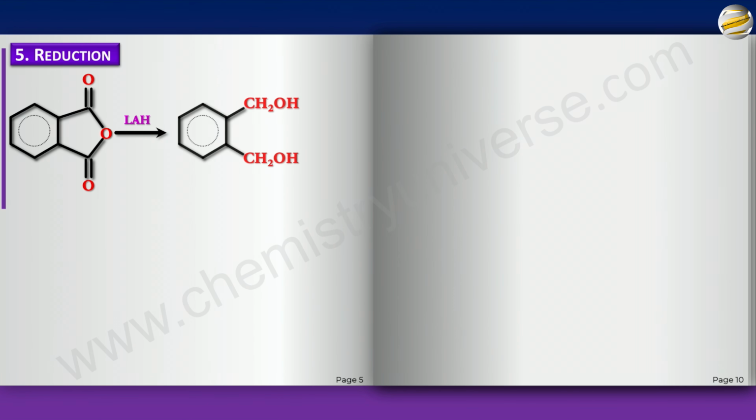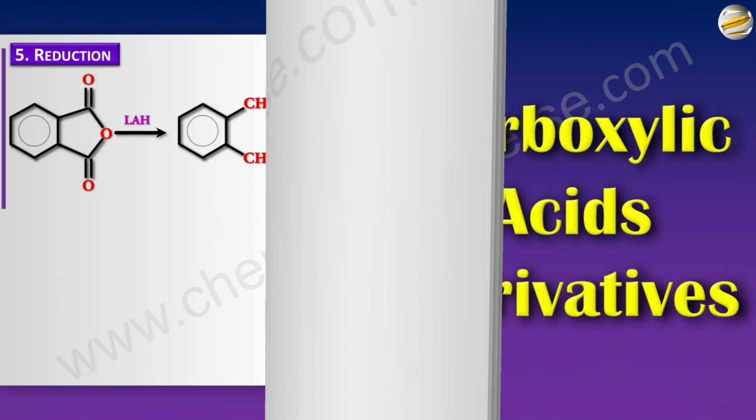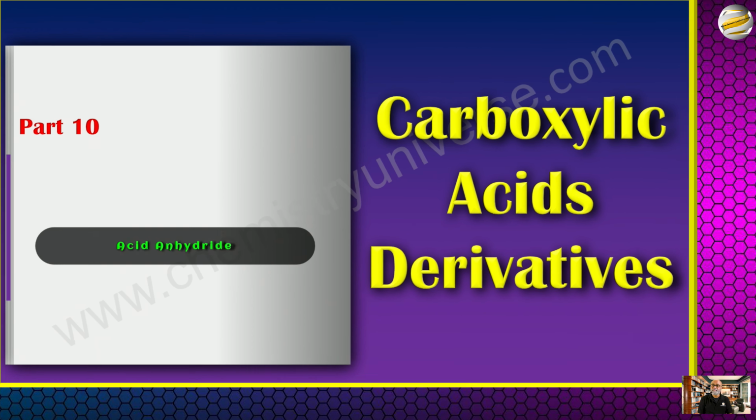And then of course you can reduce anhydrides to alcohols by LAH. You will get a diol here. And that ends acid anhydride.